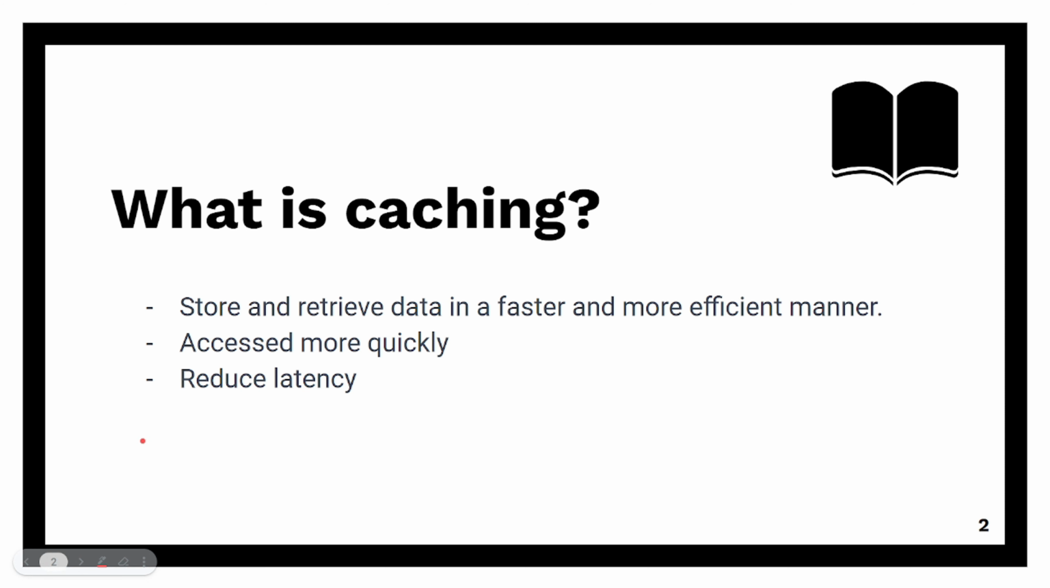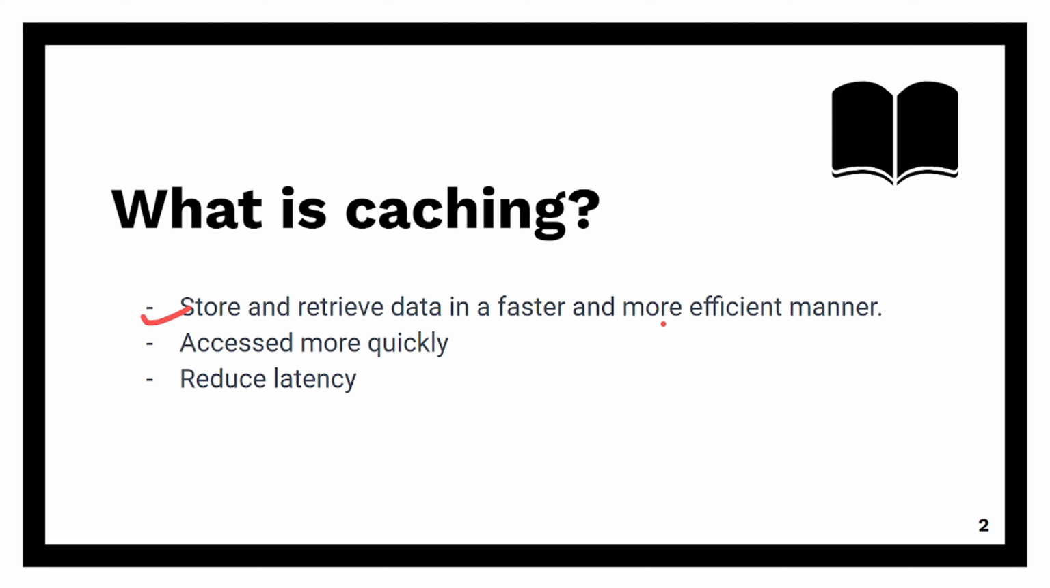Okay. Let me give you a very basic example. You might have seen if you hit a website for the very first time, it takes maybe 3 to 4 seconds to load. But if you visit that website for the second time or more often, it loads much faster. Why? The answer is caching. We will see how it happens, but this is the reason where caching comes into play. So why we use caching? To store and retrieve data in a faster and more efficient manner.